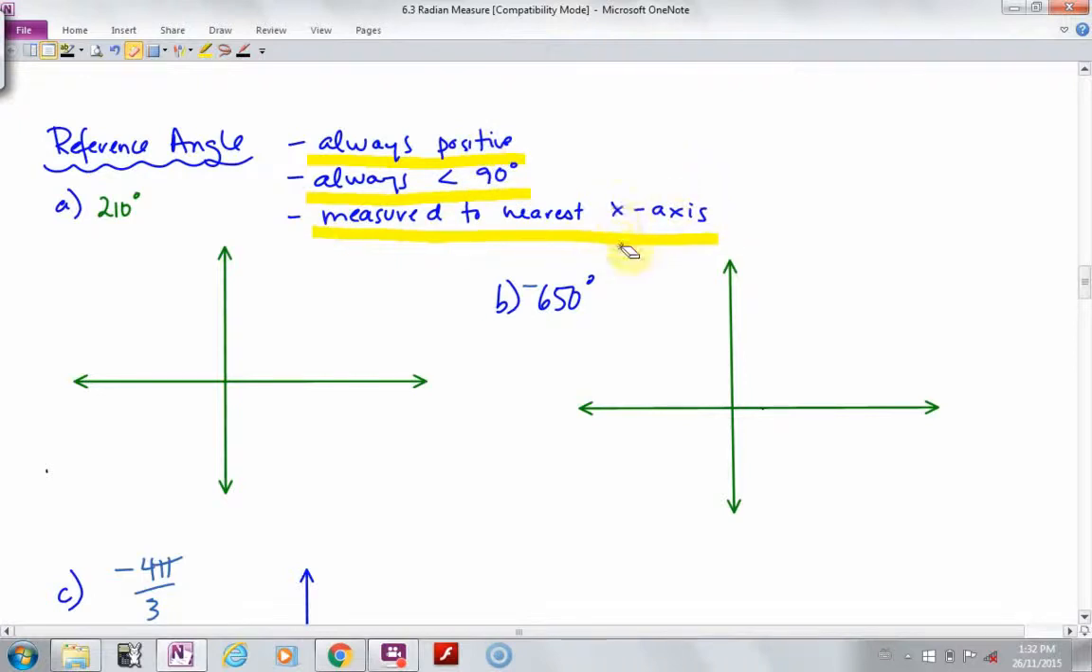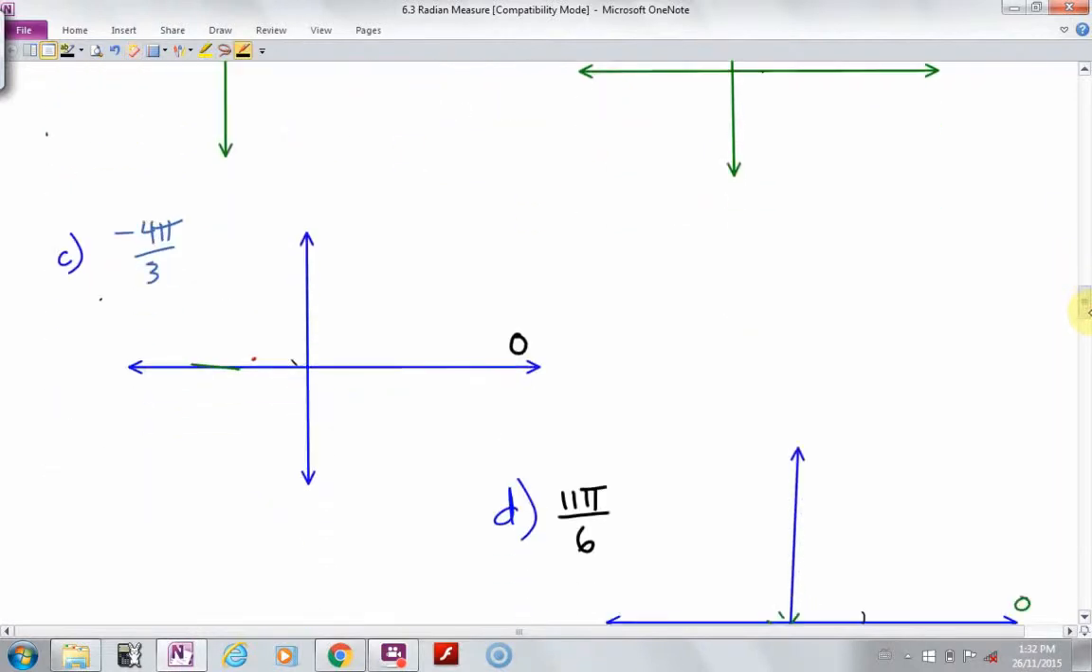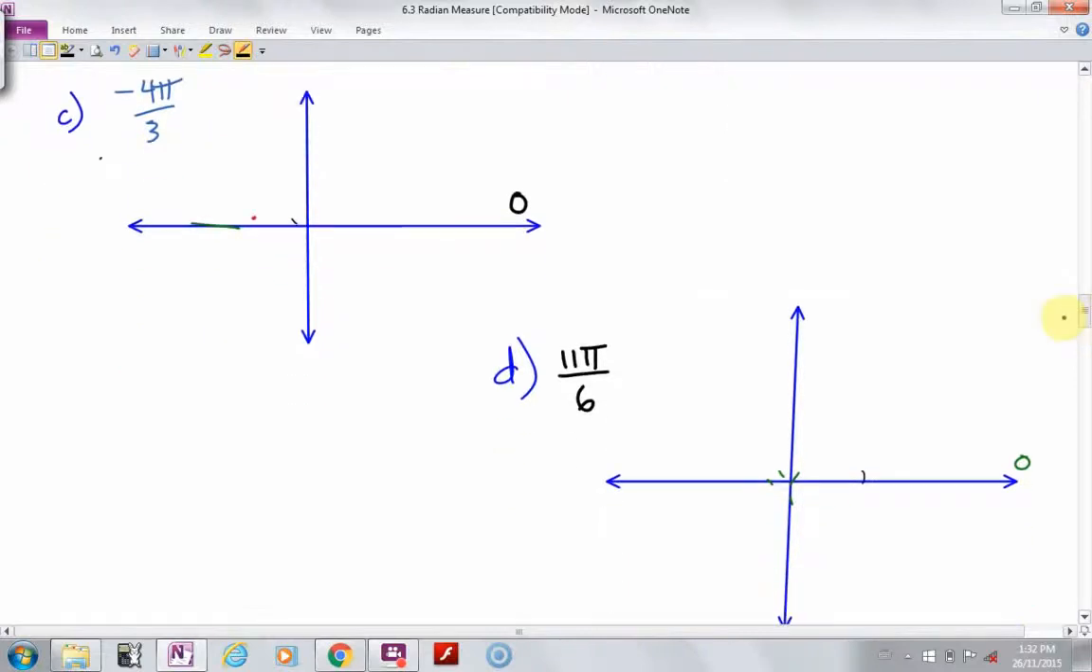Okay? Now, you are pretty good at finding reference angles with degrees, so I'm not going to do these 2 examples with you. But let's do the 2 examples that are in radian measure. So the negative 4 pi by 3 and the positive 11 pi by 6. Okay? In order to find reference angles, we need to know what quadrant we are in, and then we can determine what the reference angle is.